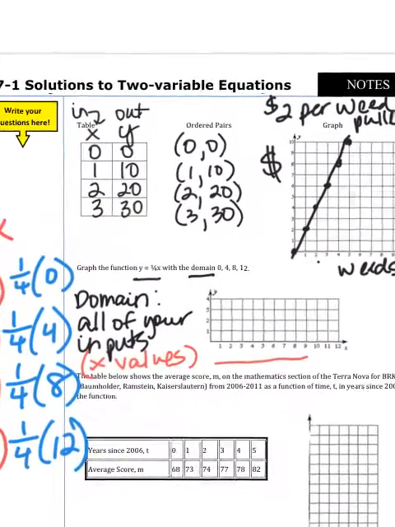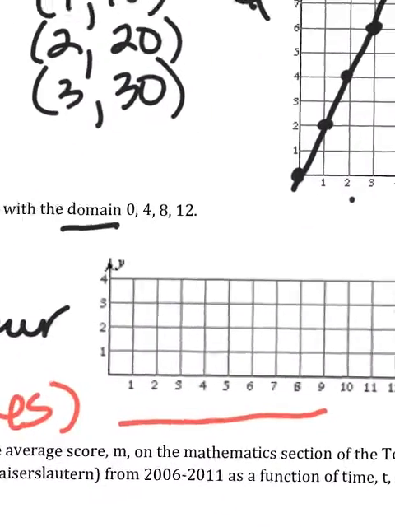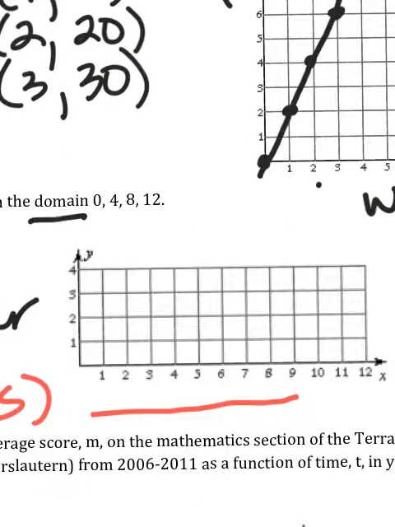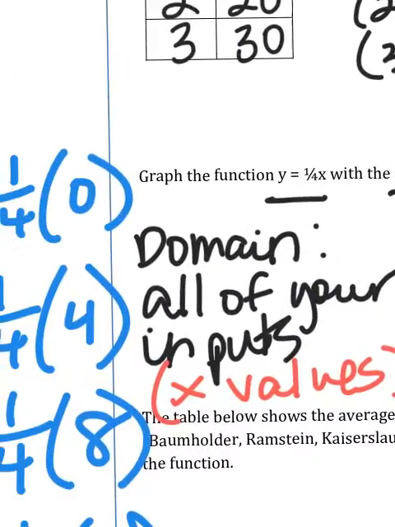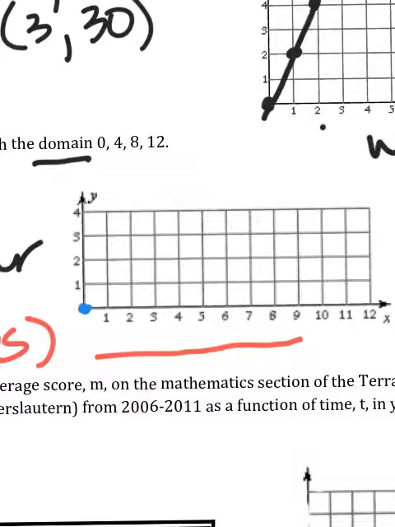So if we go back over here and let's graph that now. So we've got 0, 0. Make that even bigger so it's easier for you to see. So we had 0, 0 was a point. We had 4, 1. So over 4, up 1. And we had 8, 2, and 12, 3.